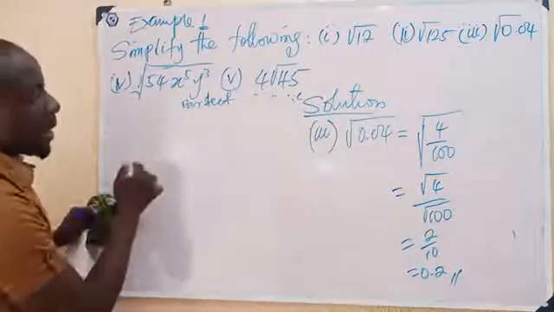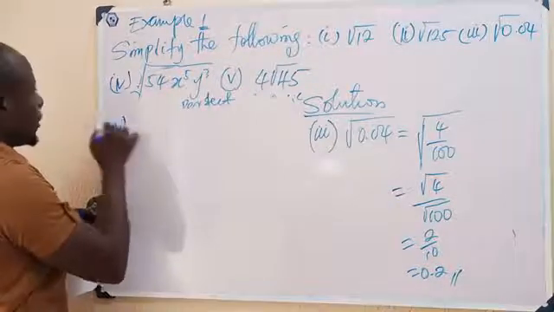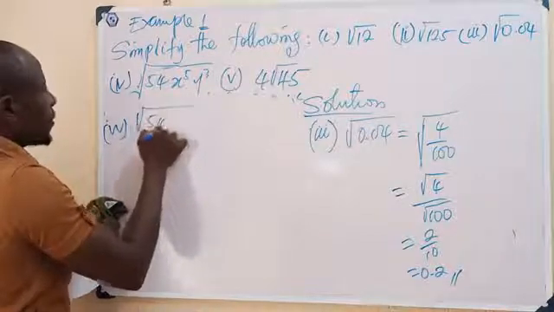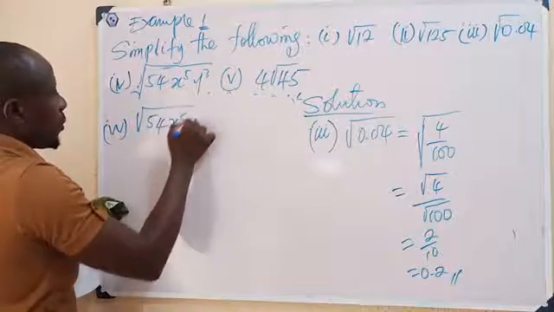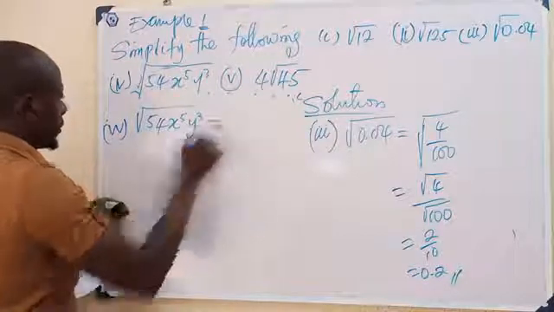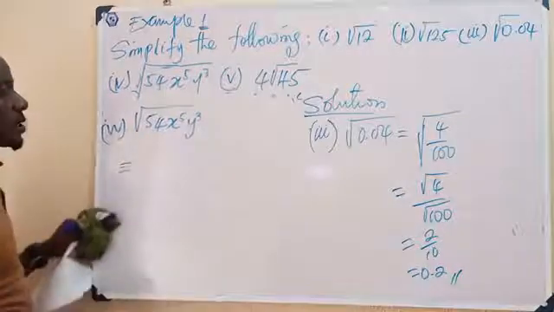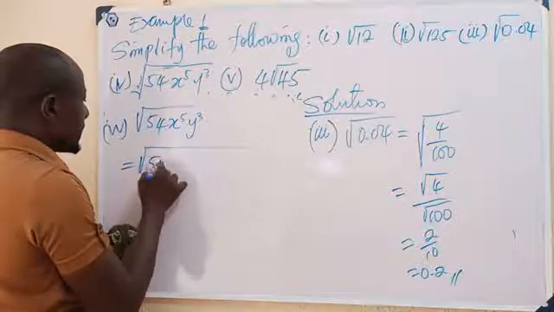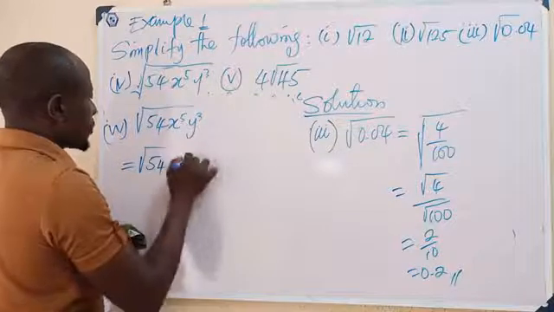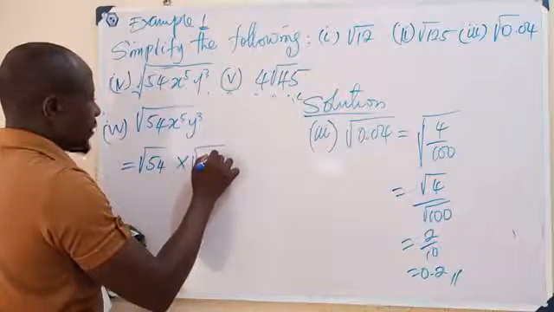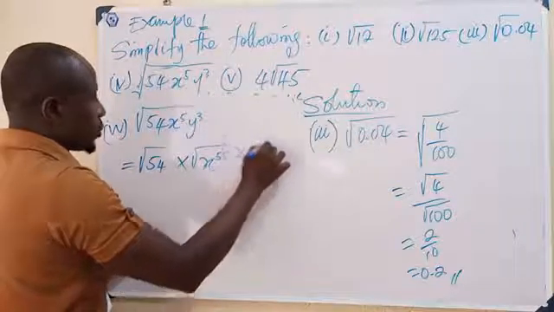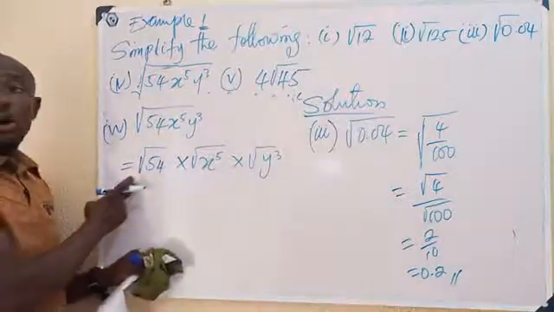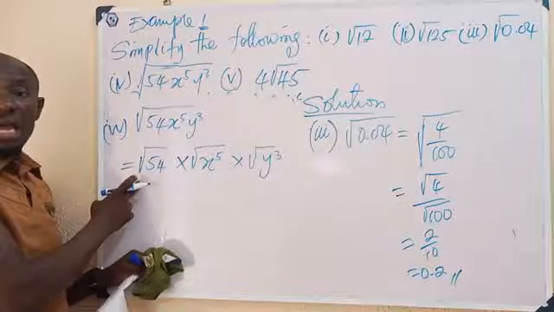So our IV, we have root 54 x raised to the power 5 y raised to the power 3. So this is equal to root 54 times root x raised to the power 5 times root y raised to the power what? 3. Now remember the rule. We are going to break 54 into what? A basic surd and a perfect square.